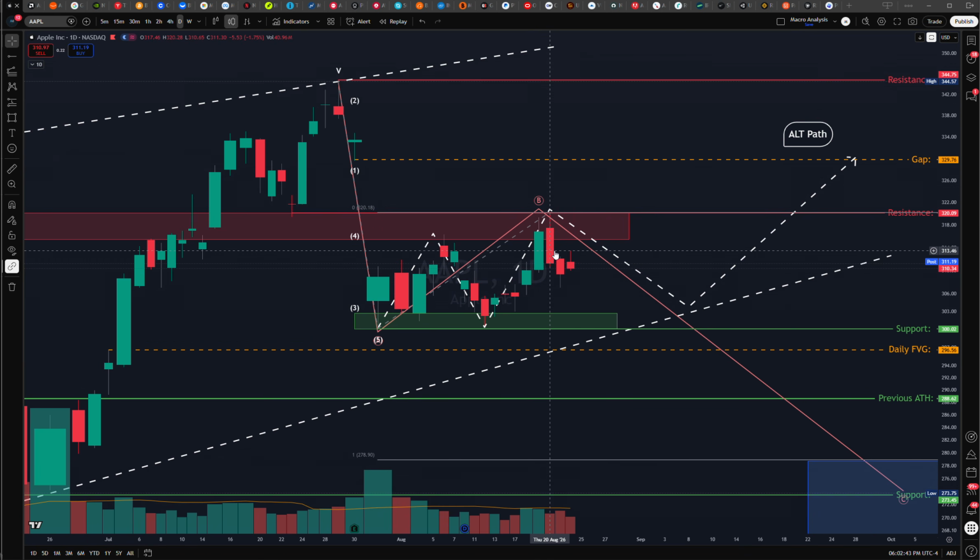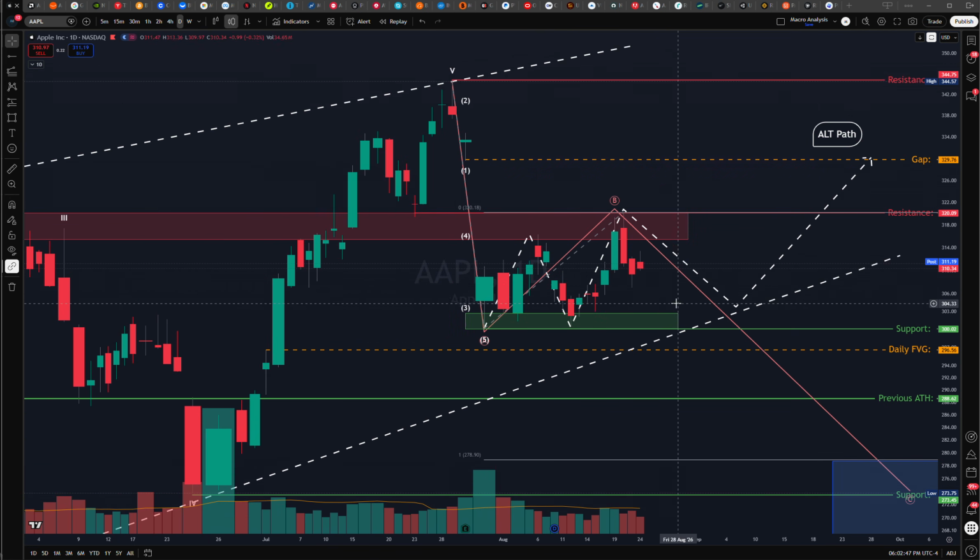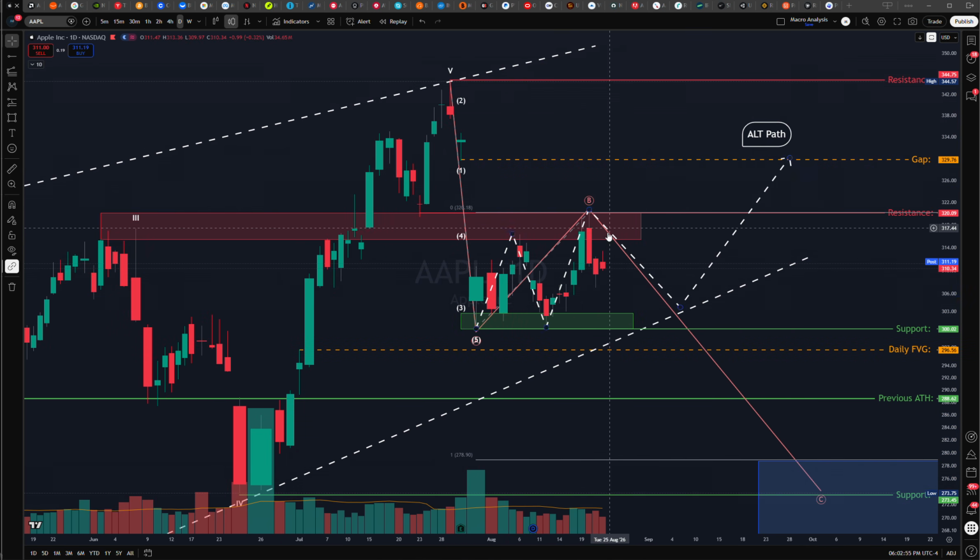You're getting that rejection. So it's not one where I'm taking a trade on Apple. I'm not taking a trade on Apple because it's ranging. I have no idea which way it's going to go. Nobody knows. But in terms of Elliott wave forecast, there's still possibility for some downside.